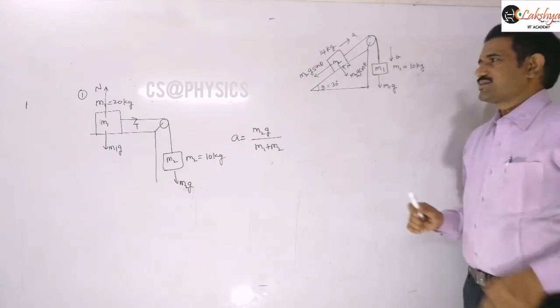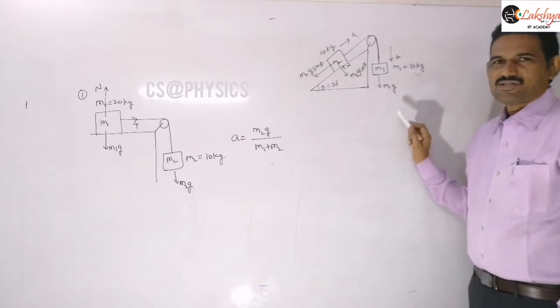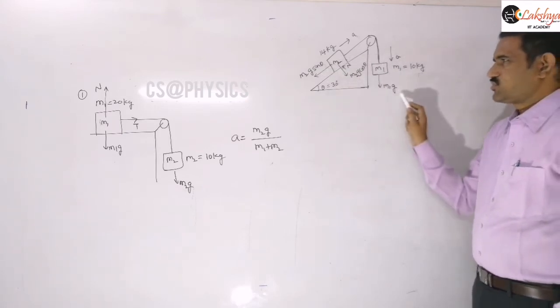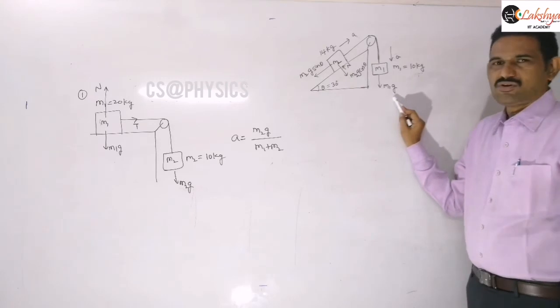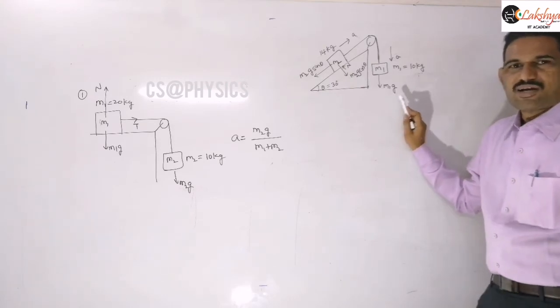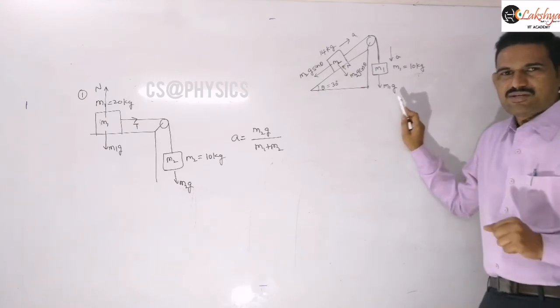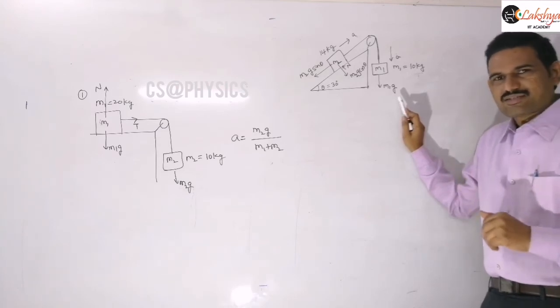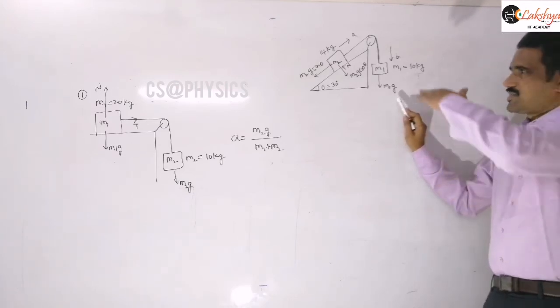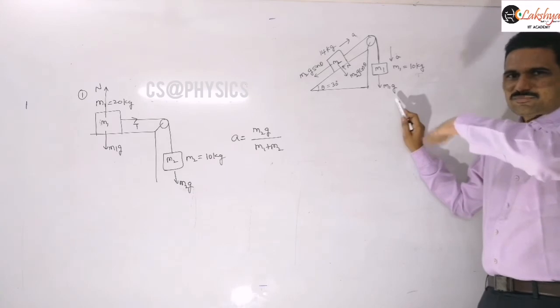Sometimes they may ask for the weight of the block if the system remains in equilibrium. Then you need to equate these two forces: M2G sin theta is equal to M1G. From that, the unknown mass you can calculate if the system remains in equilibrium. But here the system is accelerating, right? And M1G is moving down.